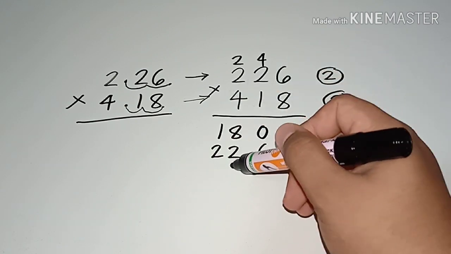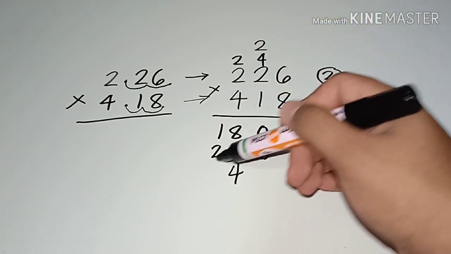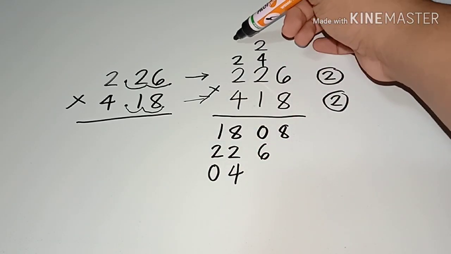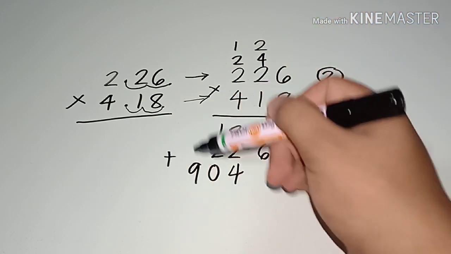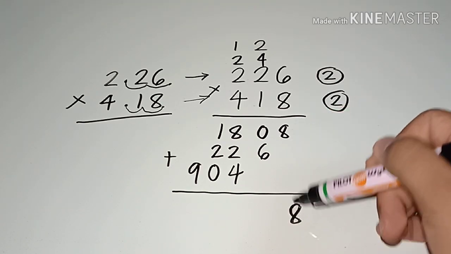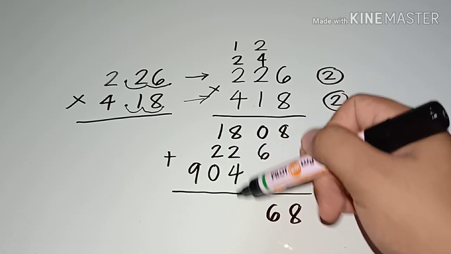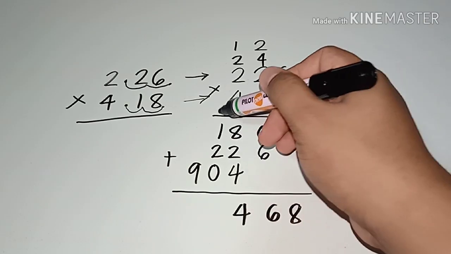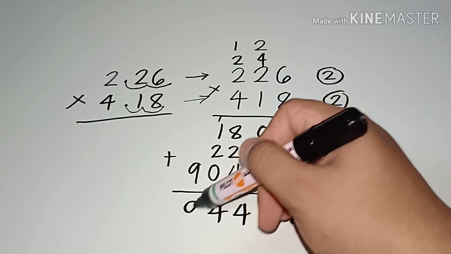So 4 times 6 is 24. 4 times 2 is 8 plus 2 is 10. 4 times 2 is 8 plus 1 is 9. Then just add everything here. So we have 8. 0 plus 6, 6. 8 plus 2, 10, plus 4, 14. 1 plus 1, 2 plus 2, 4, and 9.